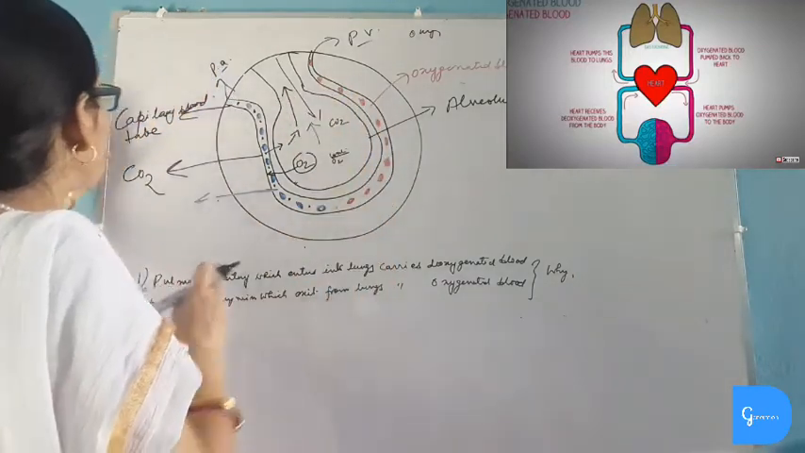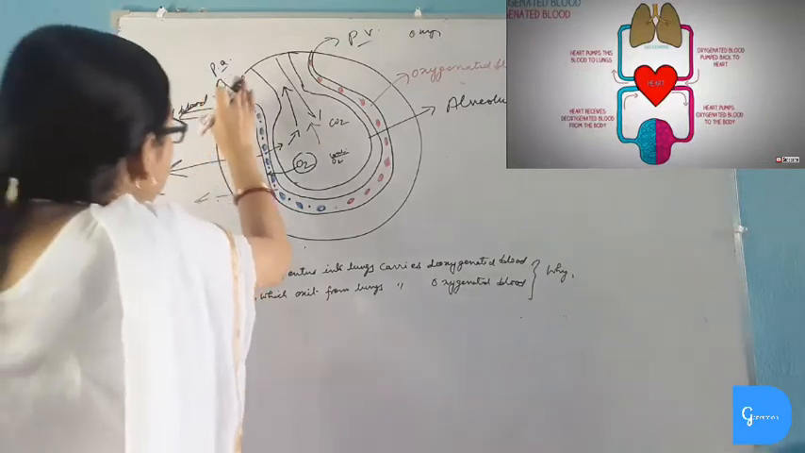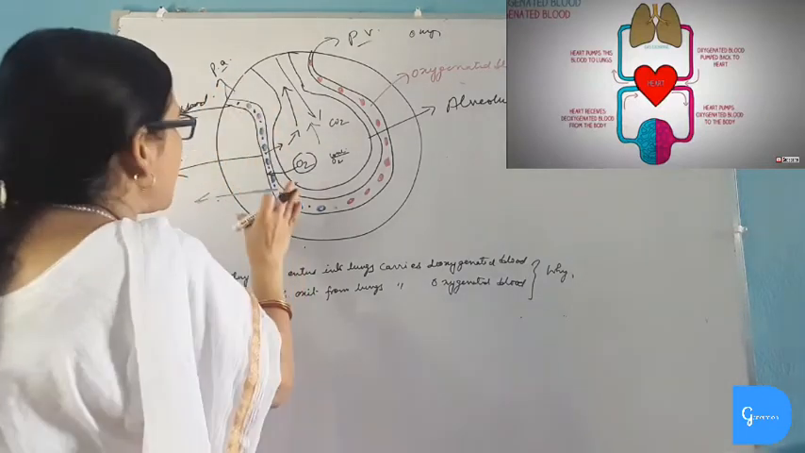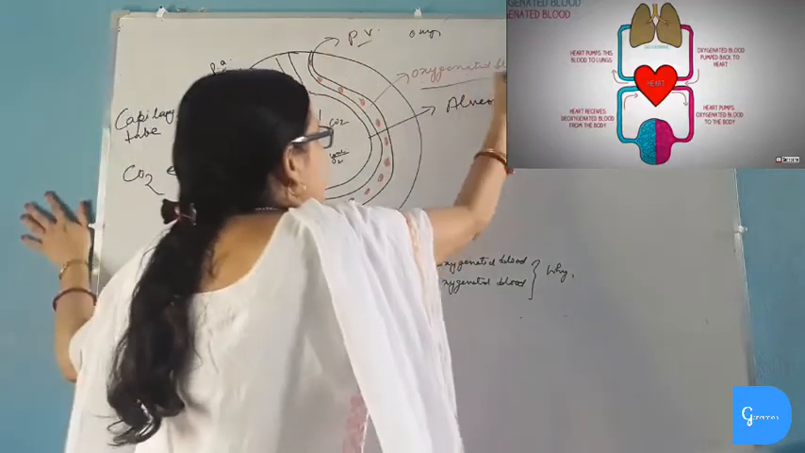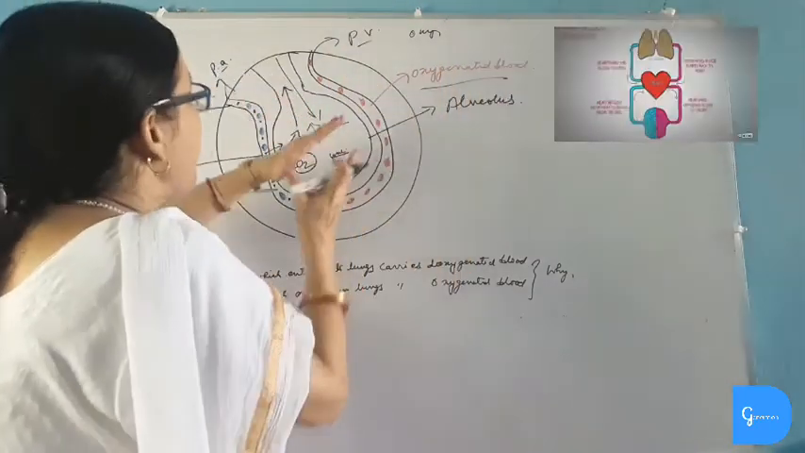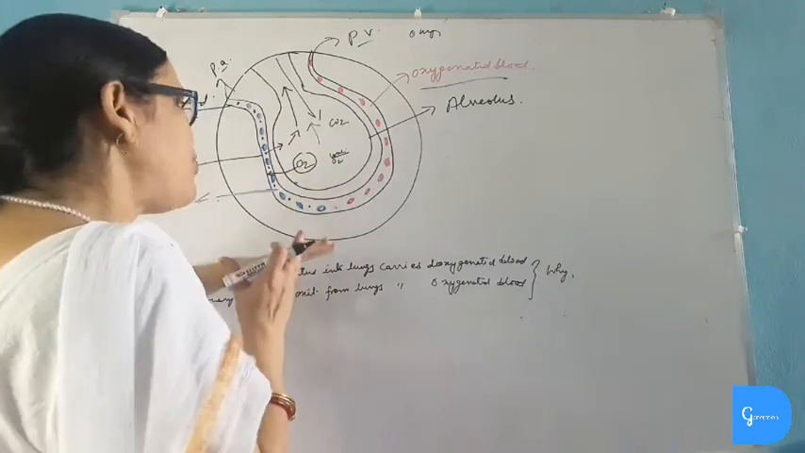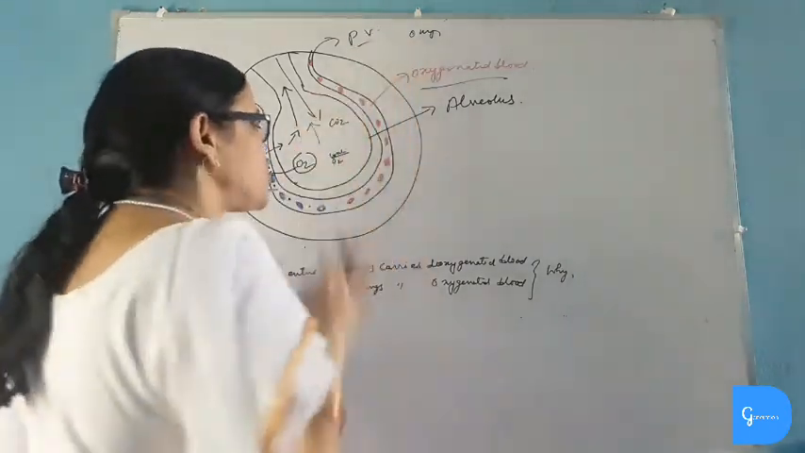The pulmonary artery, which forms the capillary network, carries deoxygenated blood which enters into the lungs, and when it exits from the lungs, it carries oxygenated blood because gaseous exchange has taken place by the process of diffusion. Now this contains oxygenated blood.